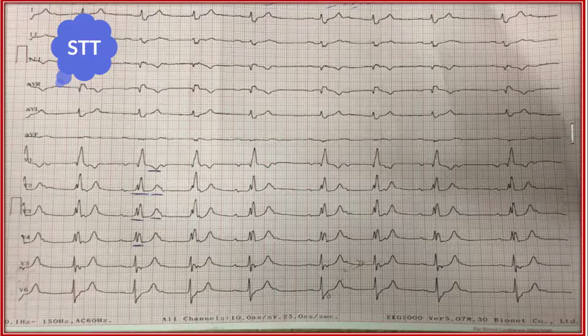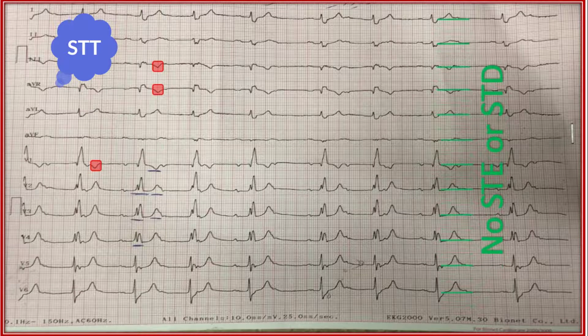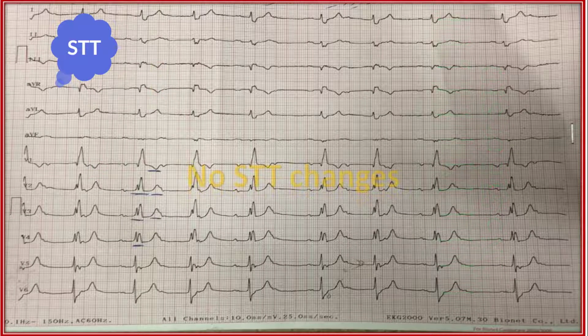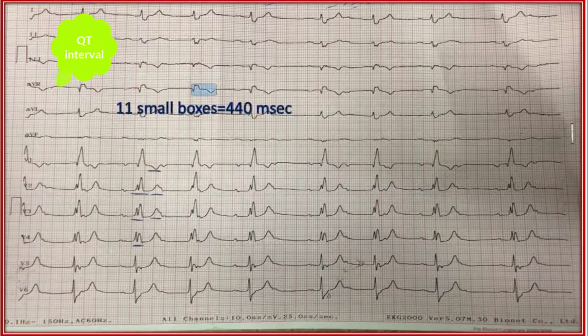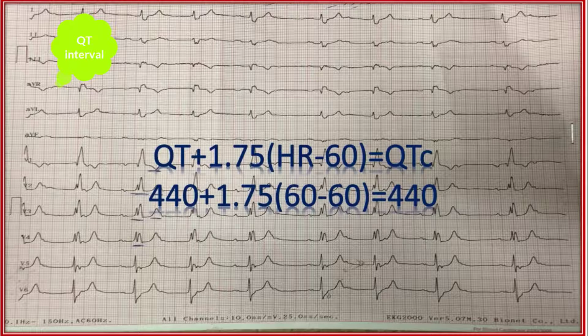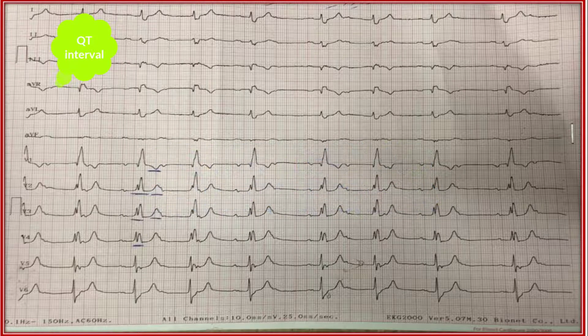Next part is examining ST changes. Here, the T waves are positive in all leads except V1, D3, and AVR. There is no particular ST elevation or depression. So, there is no significant ST-T changes. Next part is QT interval. Here, the QT interval is about 11 small boxes, so the QT is 440 millisecond. The heart rate is 60 beats per minute, so according to the Hodges formula, the corrected QT interval is 440 millisecond, and therefore is normal.